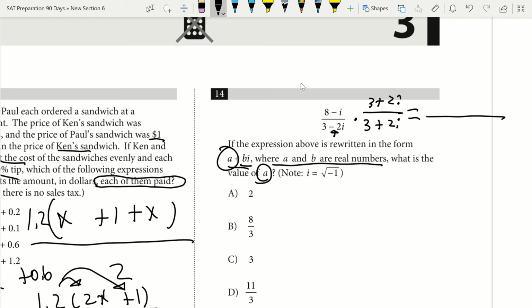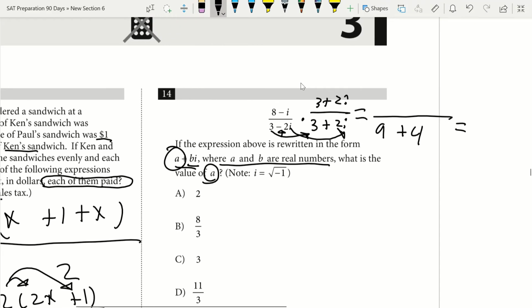All right, well, we're going to have 3 times 3. That's going to give us 9. Our middle terms are going to cancel because we have minus 2i times 3 and then plus 2i times 3, so we don't have to worry about that. Then we're going to have minus 2i times positive 2i, and that's going to be minus 4i squared. We know i squared is negative 1, so we'd have minus 4 times negative 1. That becomes a plus 4, and then we're going to end with 13 in our denominator.